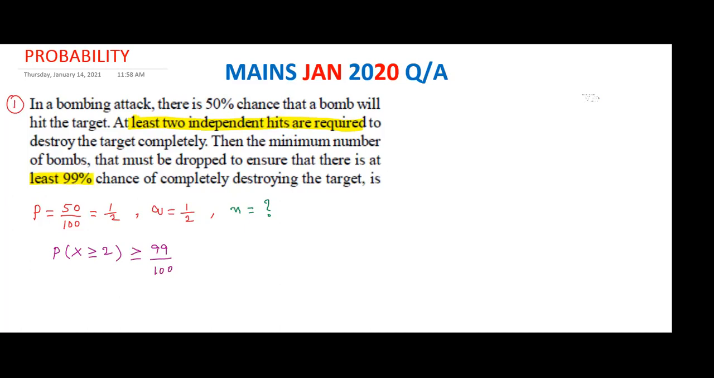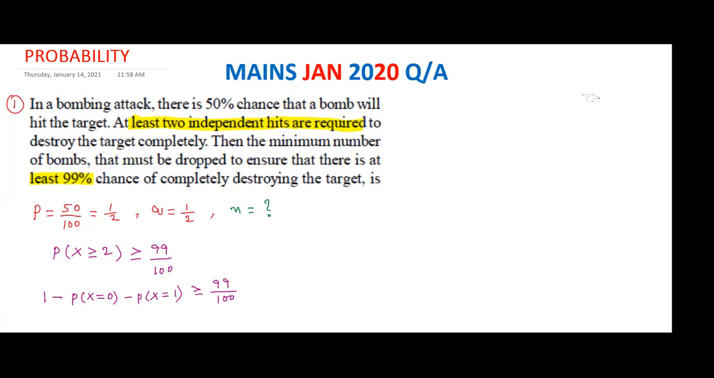So P of x greater than or equal to 2, I am going to write by the reverse method: 1 minus P of x less than 2. Less than 2 means we can take P of x equal to 0 and P of x equal to 1 also. So total probability minus P of x equal to 0 minus P of x equal to 1 is greater than or equal to 99 by 100.